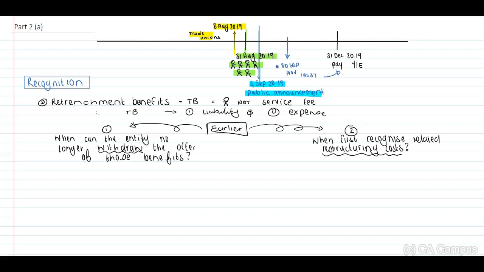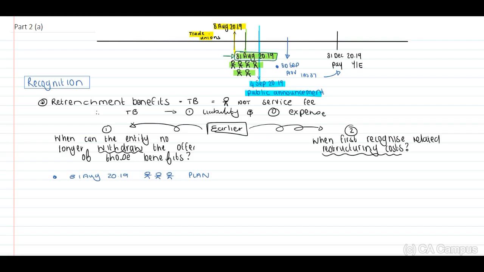If we look at our timeline, you will remember that they have communicated this termination benefits package to our employees on the 31st of August 2019. Therefore, from this date, they can no longer withdraw from the offer because this is the date when they communicated this to the employees. Therefore, on the 31st of August 2019, they communicated the details in terms of the termination plan to all of the employees.